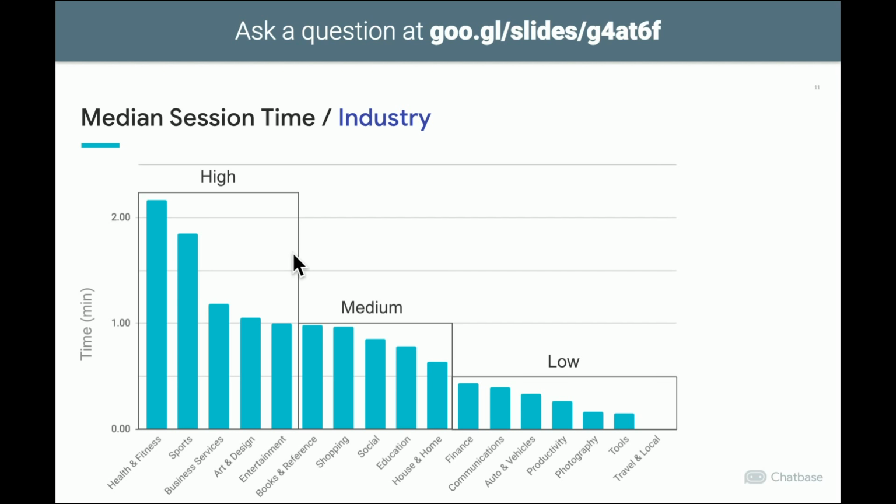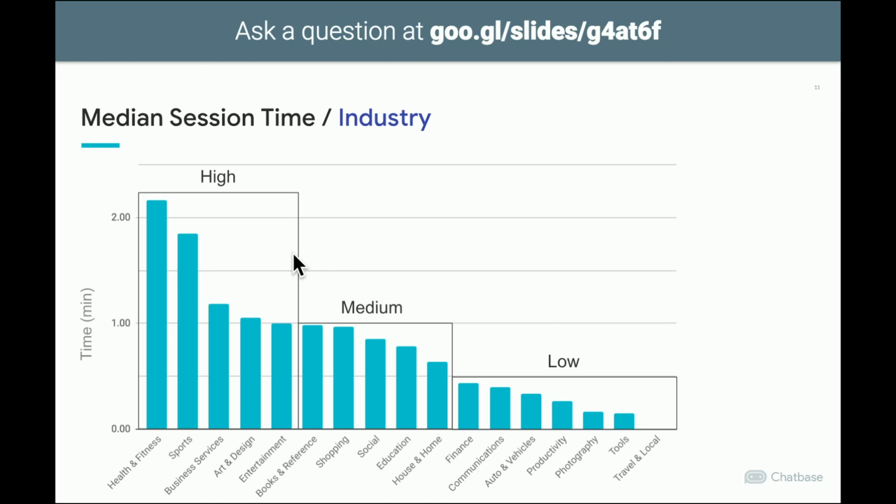And then you can see on the high end, bots that are in the health space really do well, with over 2 minutes of median session time. And then sports and business services as well do well. On the low end, there's bots that are in the finance space, productivity. Somehow they are not as engaging in terms of session time.